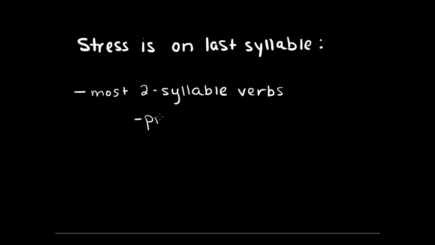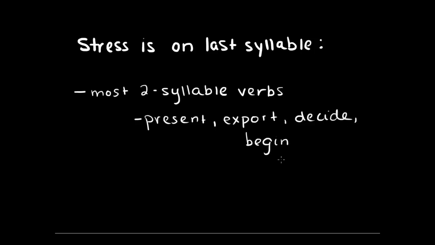Present, export, decide, begin. These are examples of verbs where the stressed syllable is the second one. Here we go. Present, export, decide, begin. So if you've got a verb that's 2 syllables, the rule that applies most of the time is to put the stress on the last syllable. So that's all for the last syllable one.